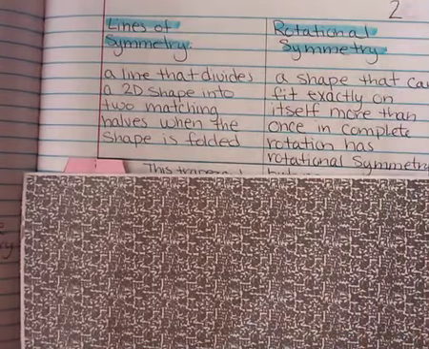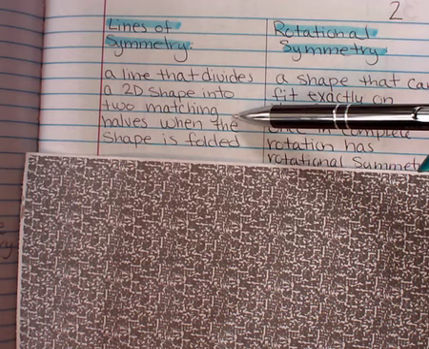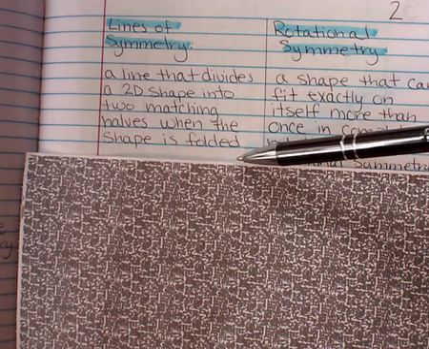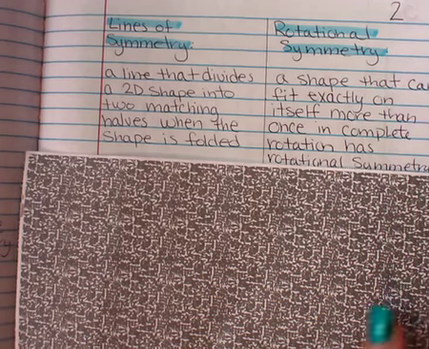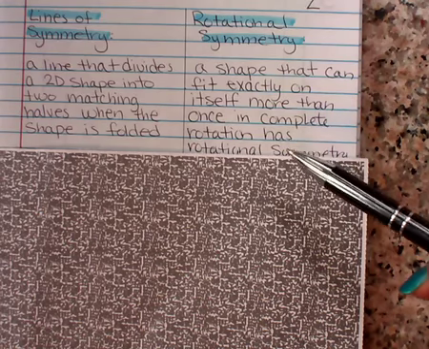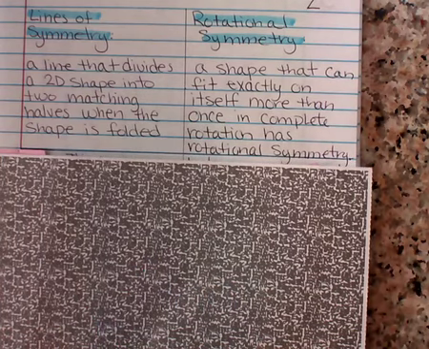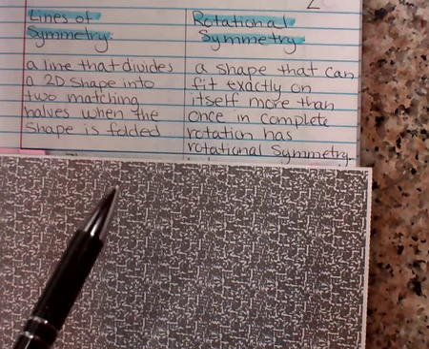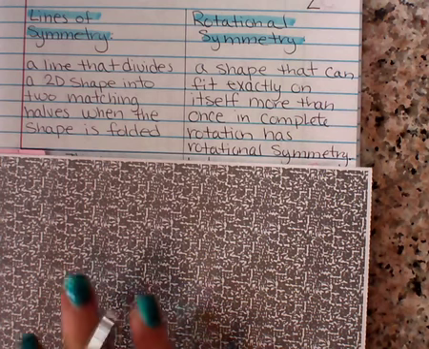All right, so a line of symmetry is a line that divides a 2D shape into two matching halves when the shape is folded. So that's one kind of symmetry. The other kind of symmetry is rotational symmetry. A shape that can fit exactly onto itself more than once in a complete rotation has rotational symmetry. If it rotates 360 degrees all the way around and never lines up with itself that whole time, it does not have rotational symmetry. It has to fit more than one time in that 360 rotation.